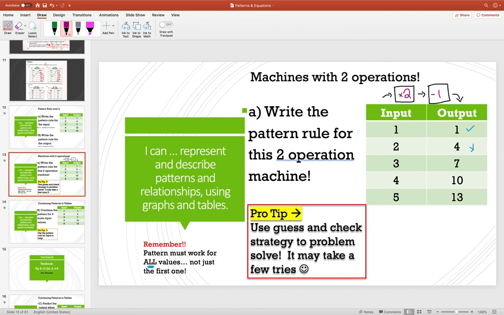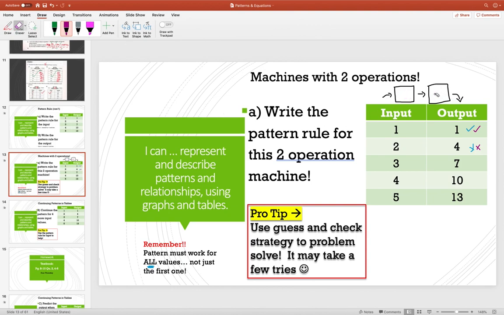Let's see. Okay, 1 times 2 is 2. Subtract by 1 is 1. Right on, that works. Okay, let's see if it works again. 2 times 2 is 4. Subtract by 1 does not work. Okay, that also doesn't work. I need to try something else.